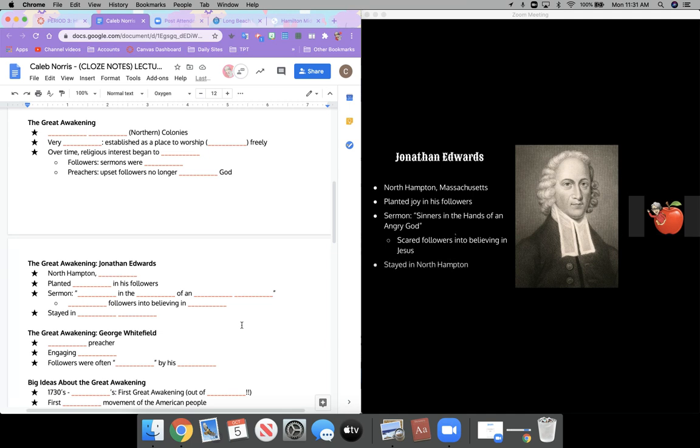Now, the thing about Jonathan Edwards is he stayed in Northampton. So rather than travel out into the colonies and spread his sermons, the colonists came to him. They would hear from family and friends that there was this amazing preacher in Northampton, Massachusetts, who was bringing both joy and fear to his followers, and they wanted to see him. They wanted to know what was going on. So they would come to him.